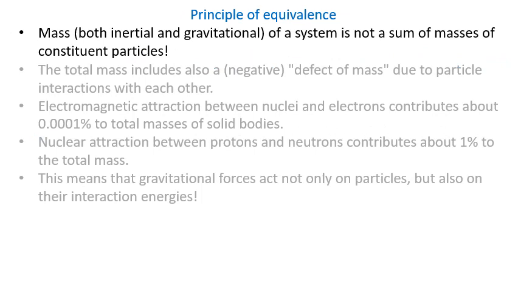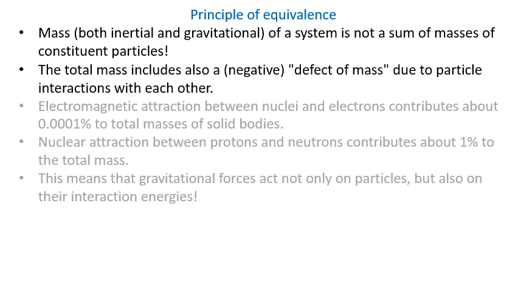Another remarkable feature of gravity is that it obeys the so-called principle of equivalence. Sometimes this fact is formulated as an equality of the inertial and gravitational masses. It is important to realize that the total mass of any body is not equal to the sum of masses of its constituent particles. In addition to the sum of particle masses, the total mass includes also a negative defect of mass caused by particle interactions with each other.